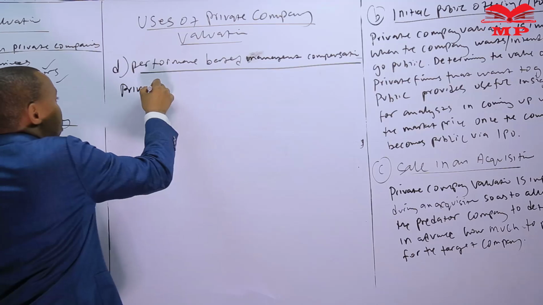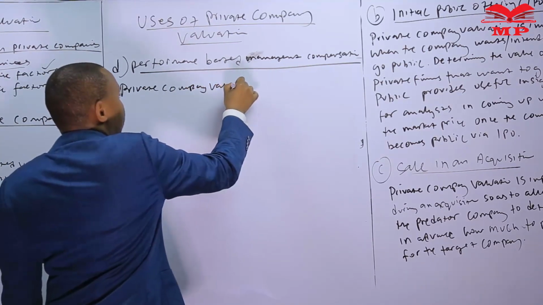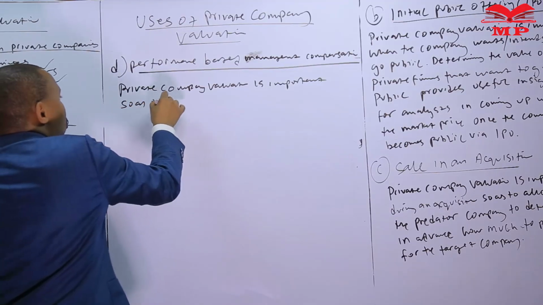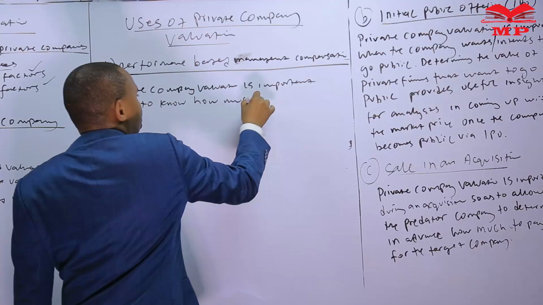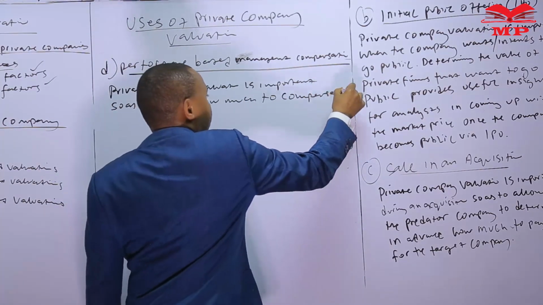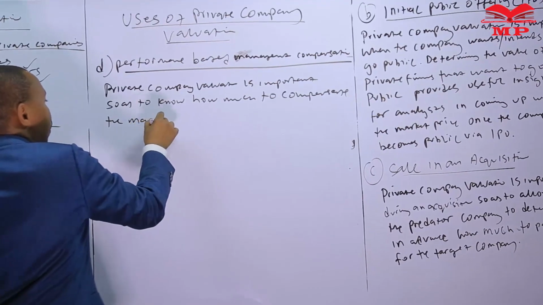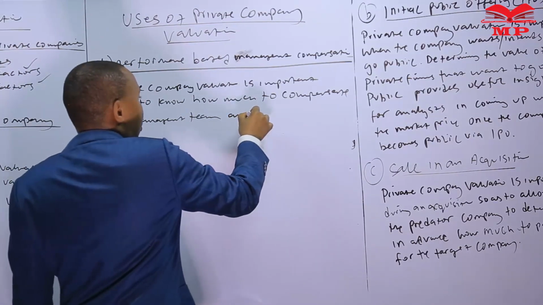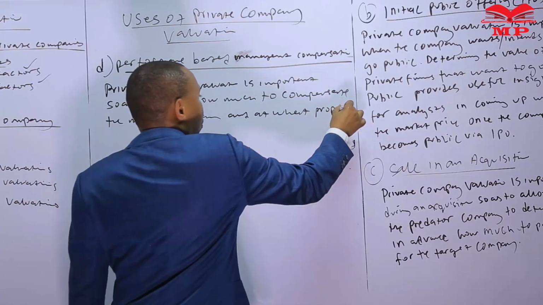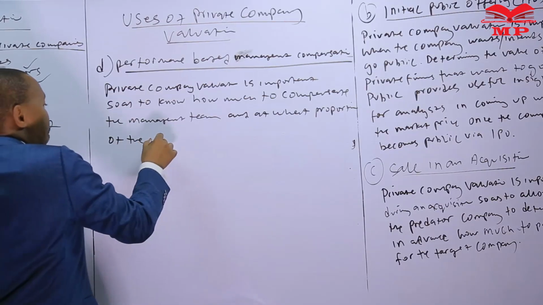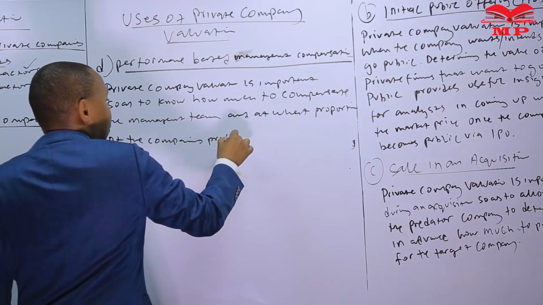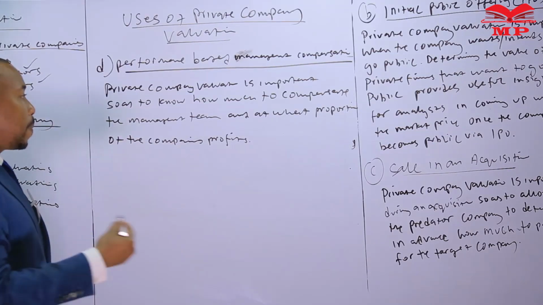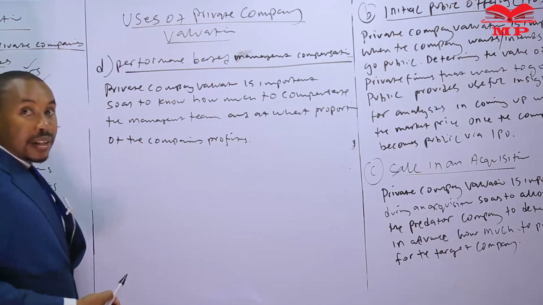So we say private company valuation is important so as to know how much to compensate the management team, and at what proportion of the company's profits. So how much from the company's profits is going to be compensated to the management team? That is important for why we need to conduct private company valuation like that.